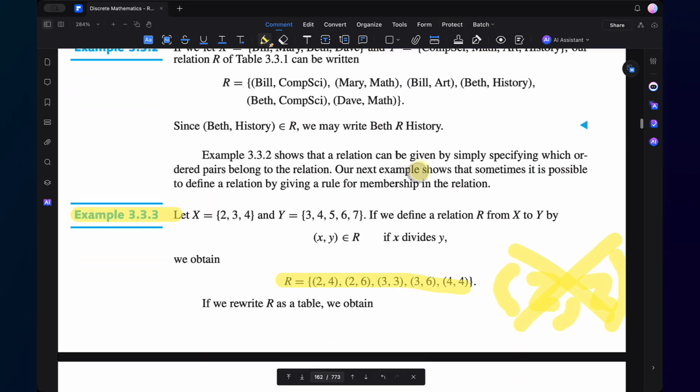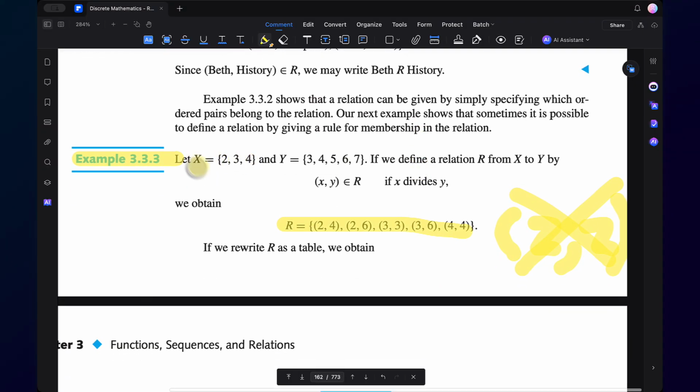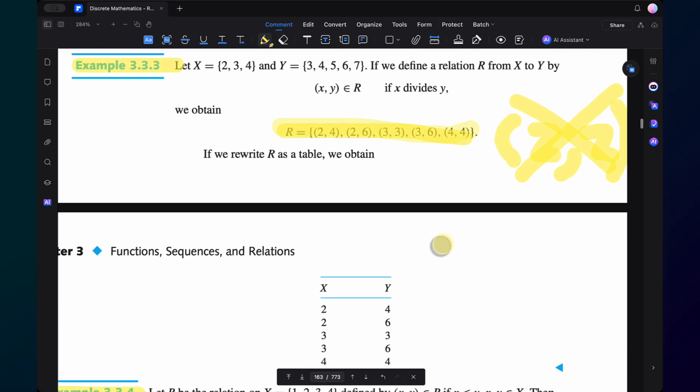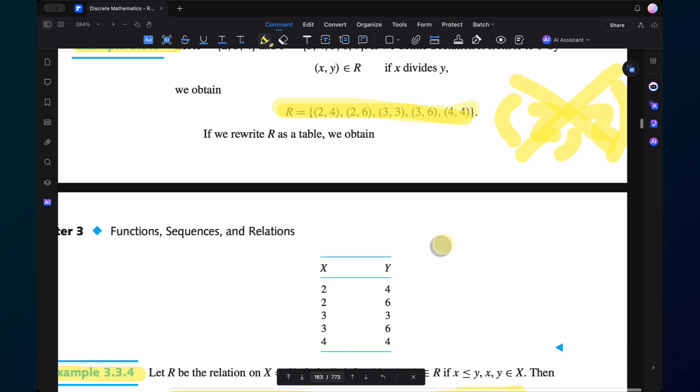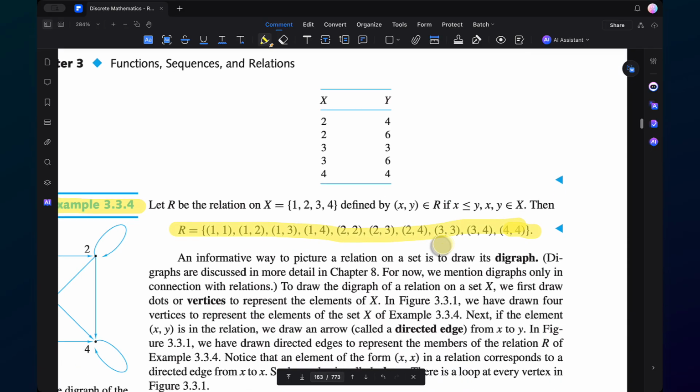Okay, let's look at this example. Let X equal {2, 3, 4} and Y equal this set. If we define the relation R from X to Y by (x, y) is in R if x divides y, then you can notice 2 divides 4, 2 divides 6, 3 divides 3, 3 divides 6, and 4 divides 4. So that would be our relation. It just talks about when two things are related.